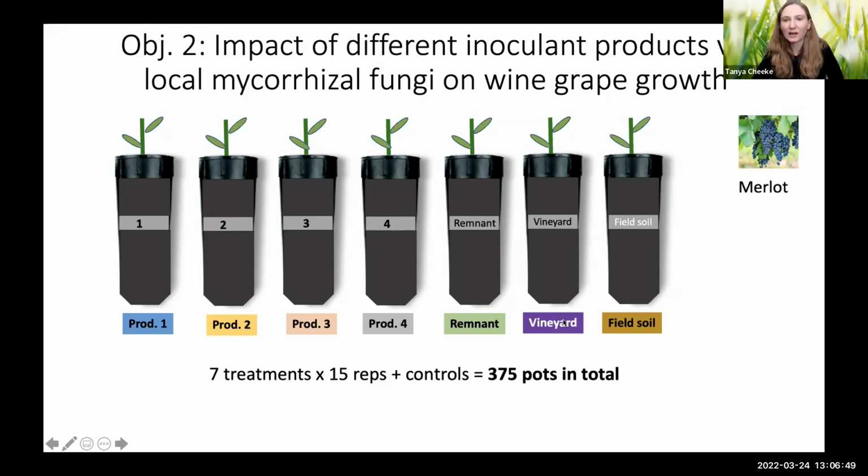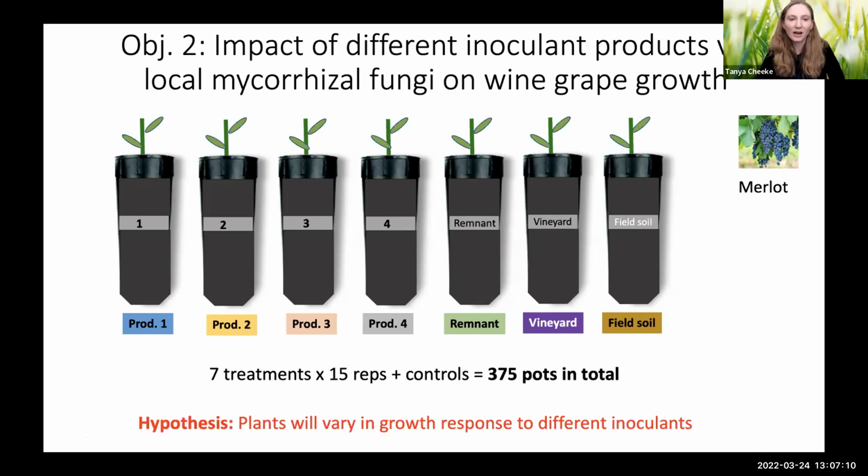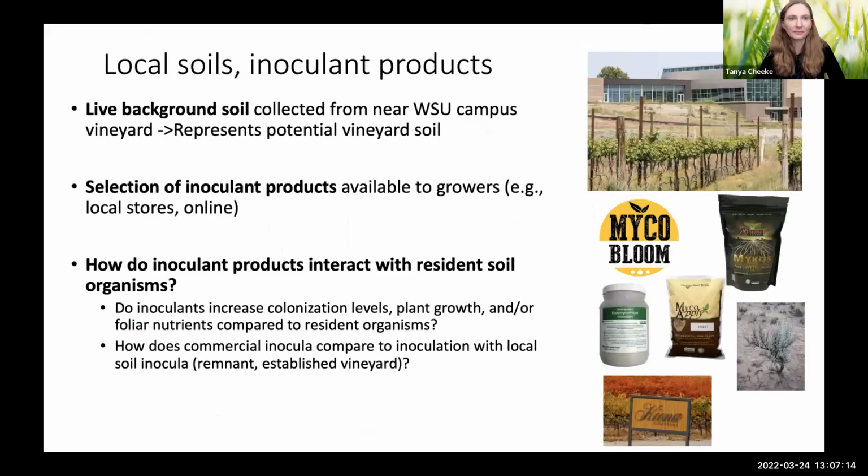And then we are looking at just background mycorrhizal colonization levels in field soil. So just local field soil where you might establish a vineyard eventually. And in this experiment, we're focusing only on Merlot to see how they respond to all these different treatments. So in this experiment, we're going to have almost 400 pots in total, and that's going to be set up this spring. And we hypothesize that plants will vary in their growth response to these different products.